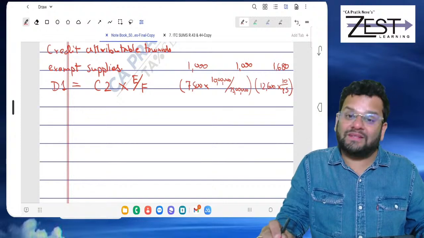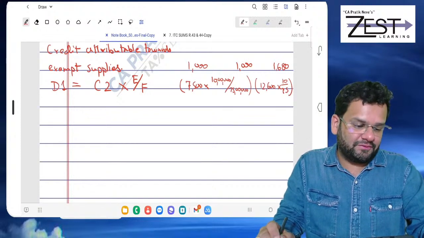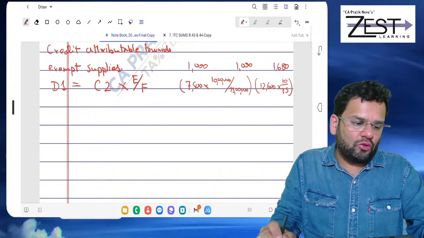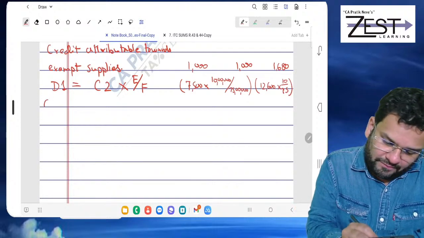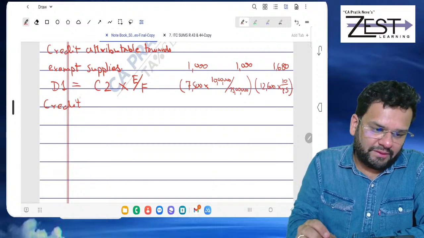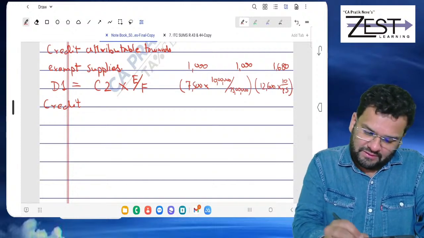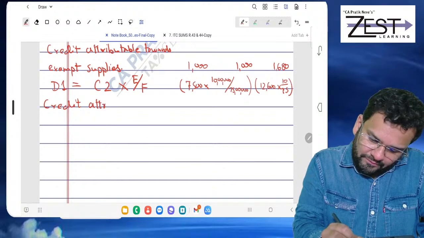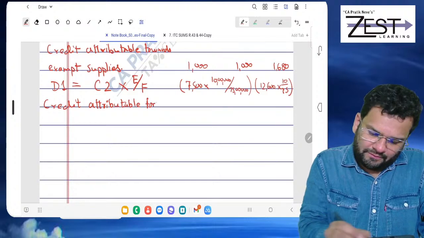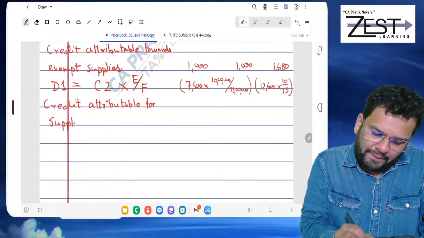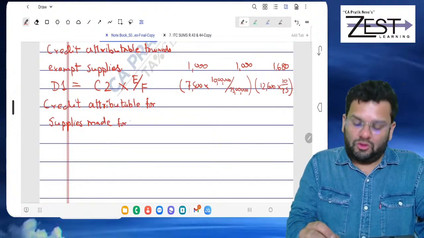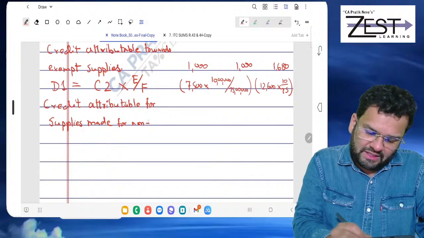Are you getting 1680? Check. I checked it. You got it, 1680. Now, go for credit, which means ITC attributable for supplies made for non-business use.